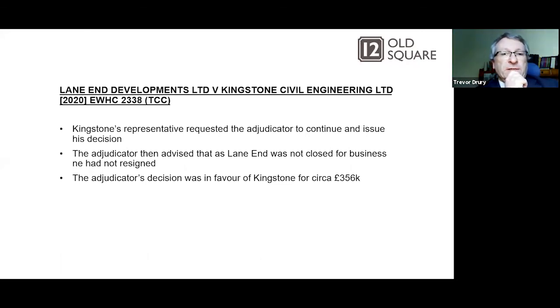So when they did find out, Kingston's representative requested that the adjudicator continue and issue his decision. He then advised that as Lane End was not closed for business, as he now found out, and he had not resigned, he carried on and he issued his decision for 356,000.